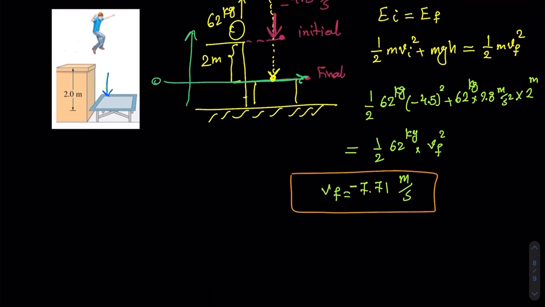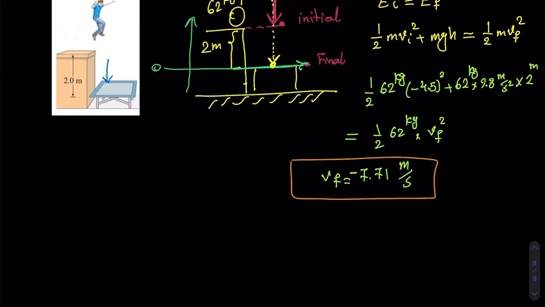Okay, so again let's draw the model here. This is the platform again, and this is the ground. This is the trampoline, and then here is 2 meters.